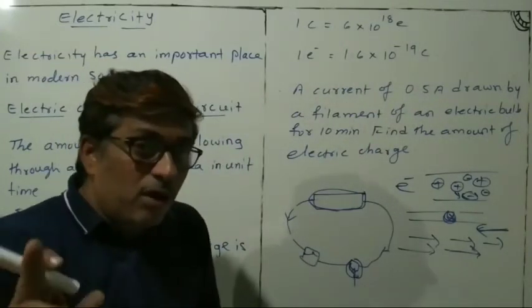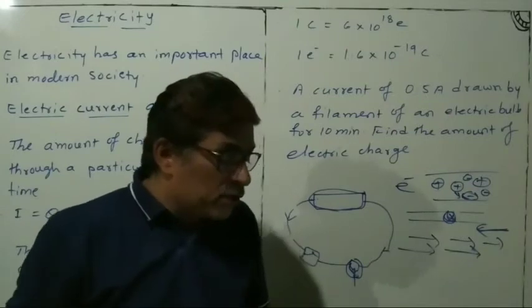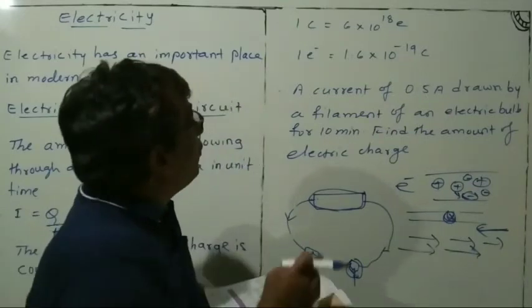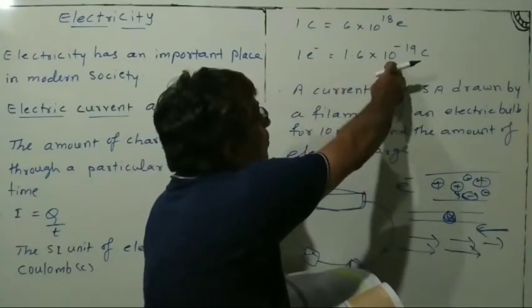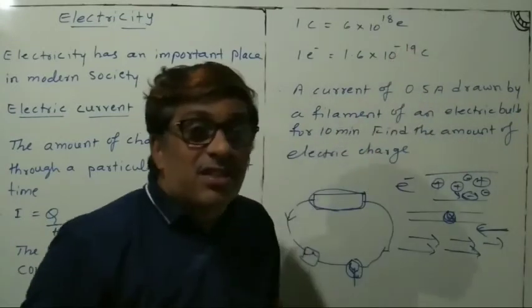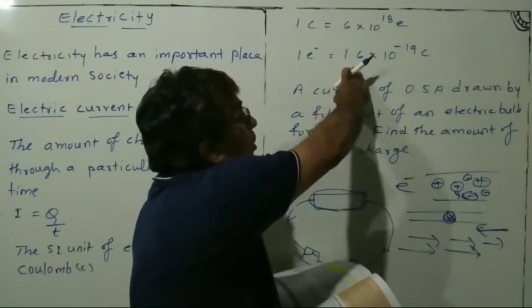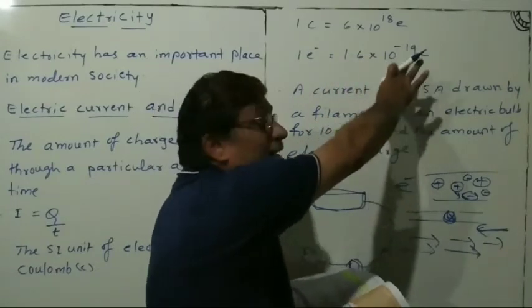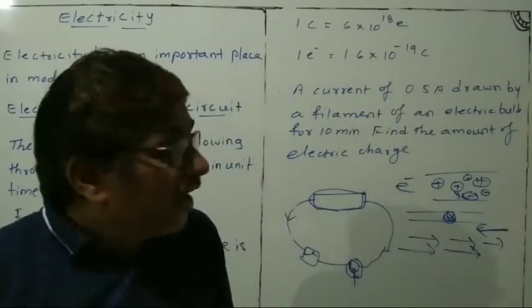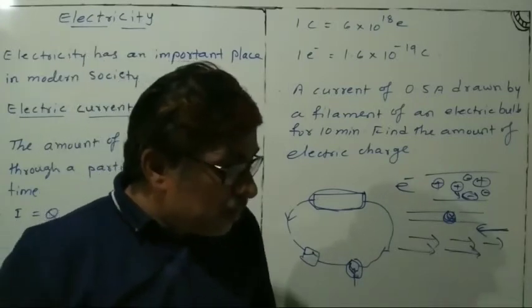These are all important points you have to remember, dear students. We also know that 1 electron is equal to 1.6 multiplied by 10 raised to minus 19 Coulomb.